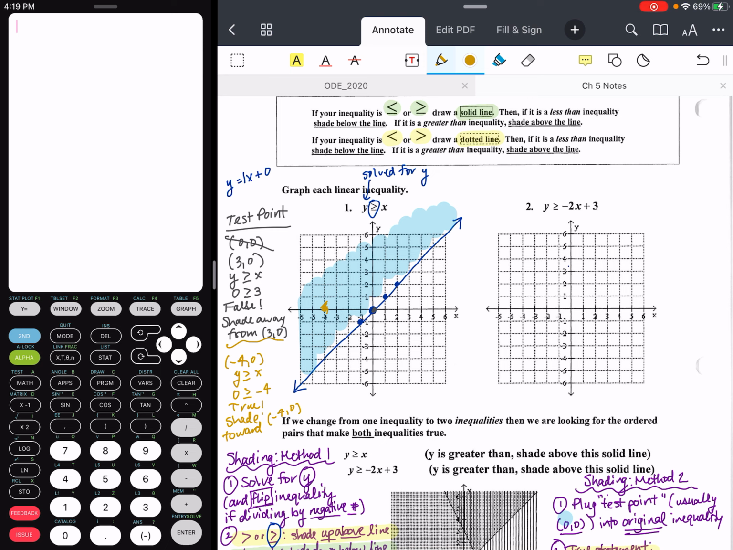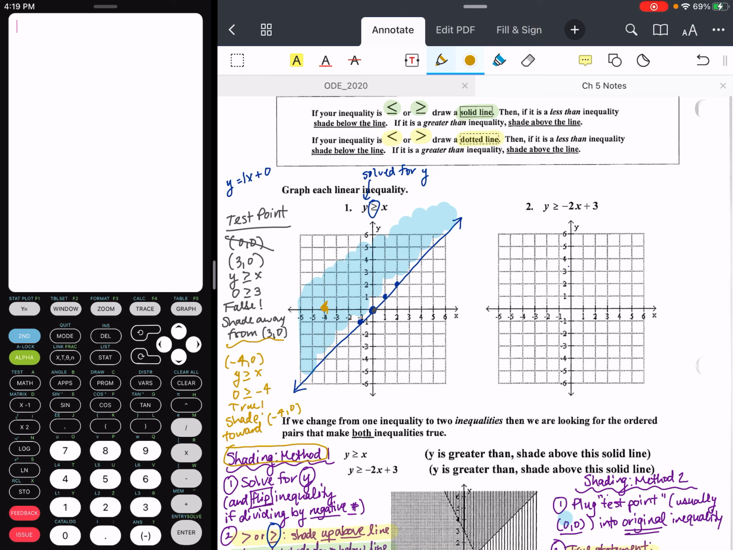I personally prefer this first shading method where you solve for y. So typically that'll be what I use, but I'll do one more example with the test point just to show you guys. Okay, so for number 2, we have the inequality y greater than or equal to negative 2x plus 3.